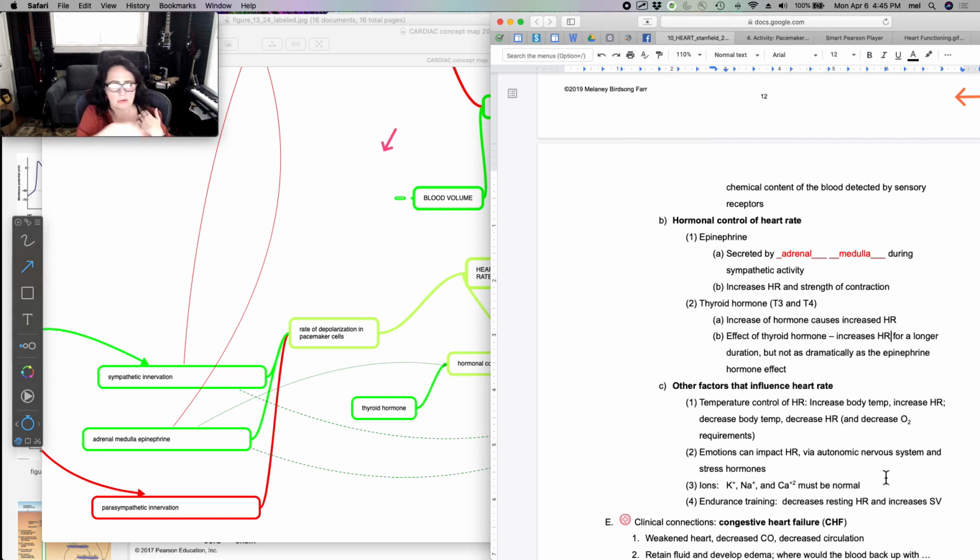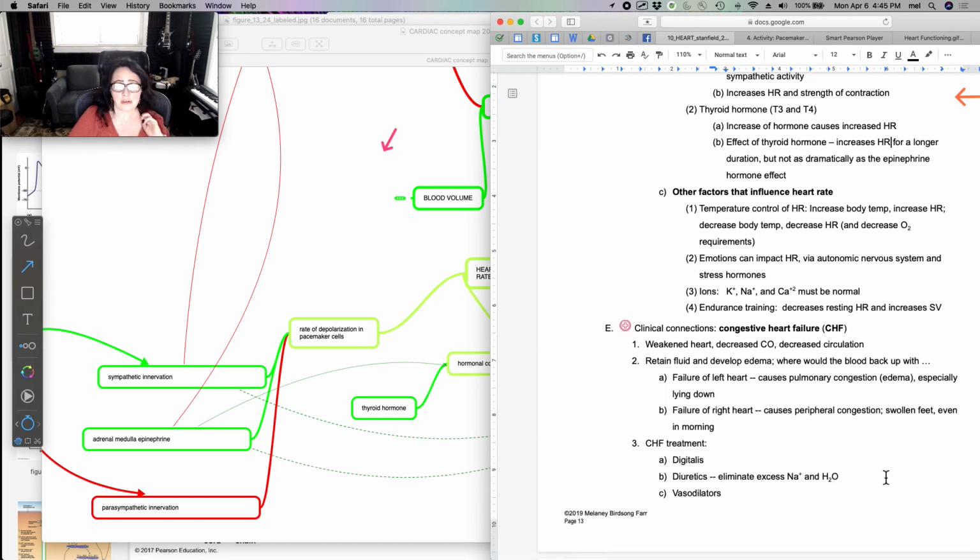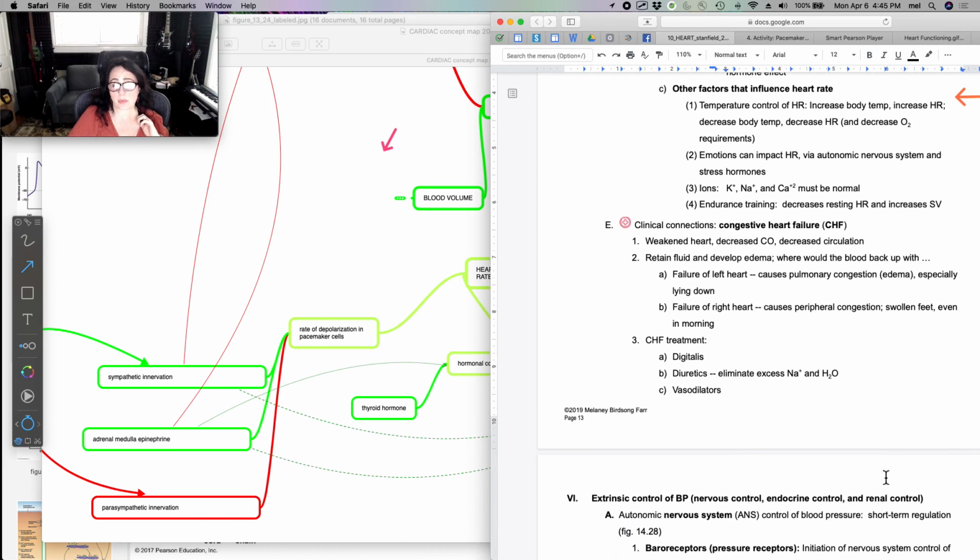Okay, and then although they're not shown on the mind map, there are other factors that influence your heart rate as well, and they are temperature, emotions, and some other things.